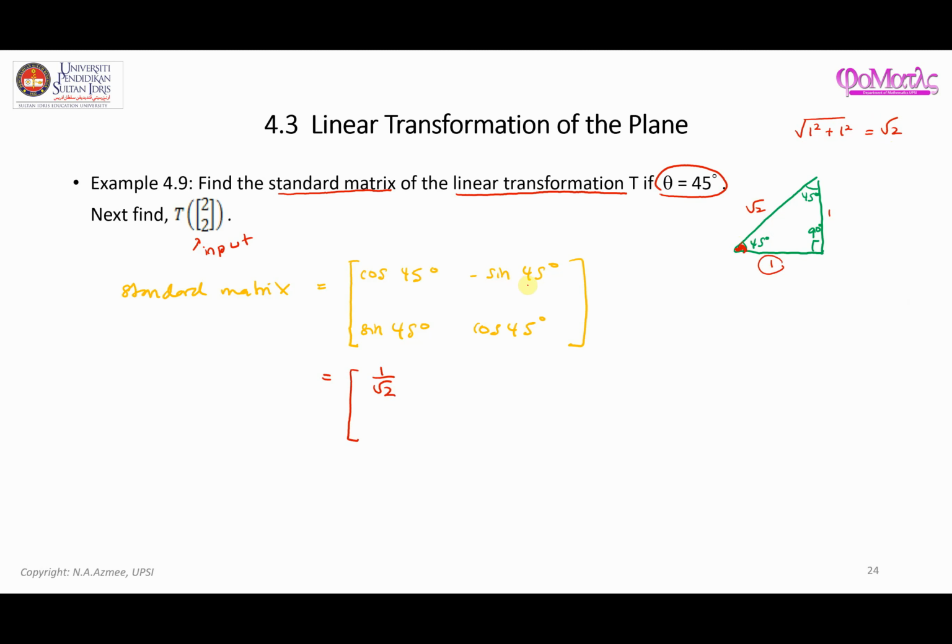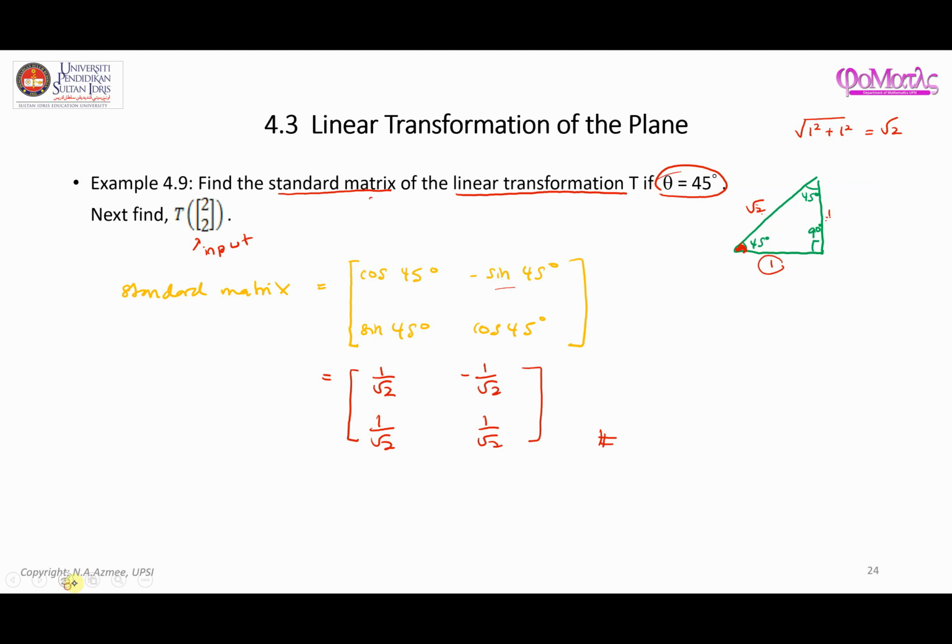Sine of 45 degrees, well, we know that because 45 degrees is in the first quadrant, then all the values here are just going to be positive, right? So cos 45 degrees is positive 1 over root 2. Sine 45 degrees is 1 over this guy, 1 over root 2 as well. So here is negative for negative sine 45 degrees. For this one here is going to be 1 over root 2. This one is also 1 over root 2. So this is the standard matrix of the linear transformation when theta is 45 degrees.